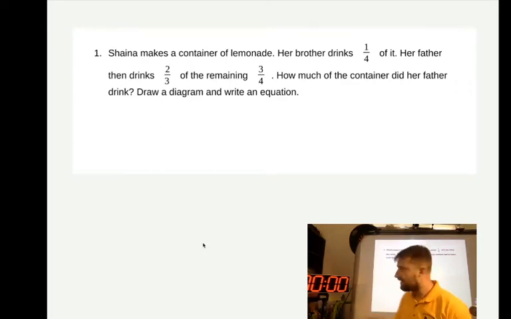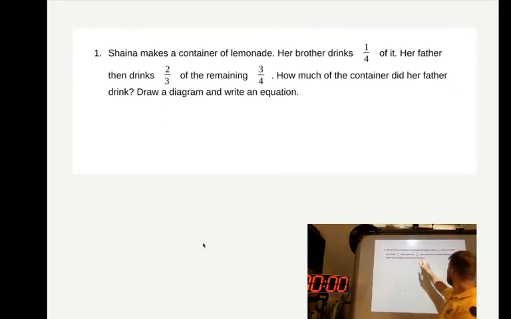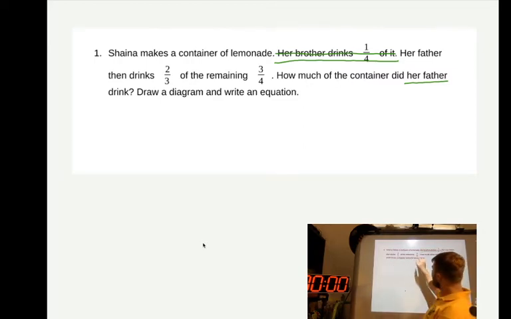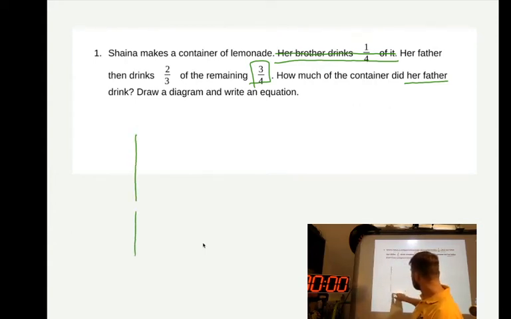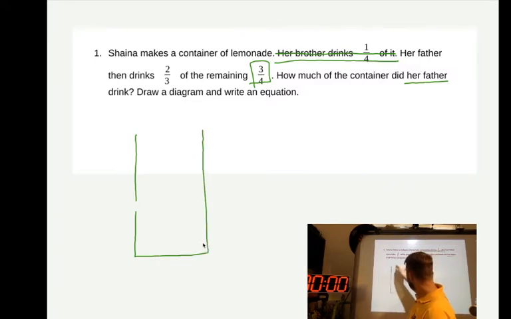So I'm going to look at this, and I see we want to know how much of the container her father drank. The first part says her brother drinks 1/4 of it, so that's irrelevant. We don't need that. I'm just going to cross it out. How much is left? There's 3/4 left. And our denominator is 4, or quarters, so I know we're going to need to separate our picture into 4 parts.